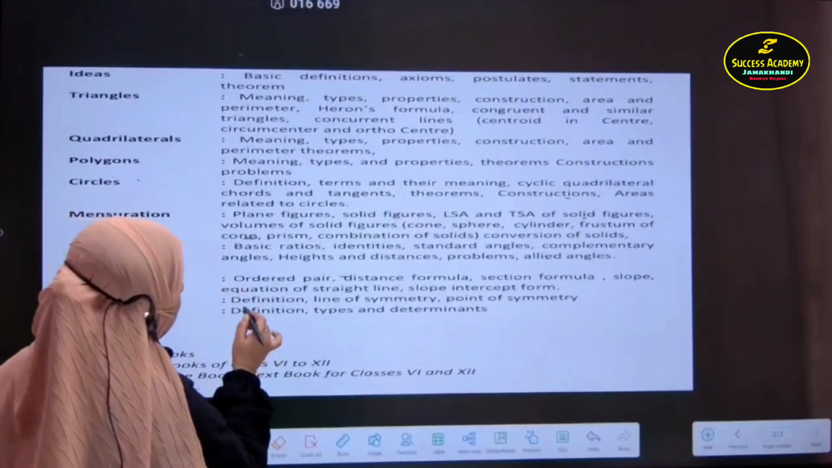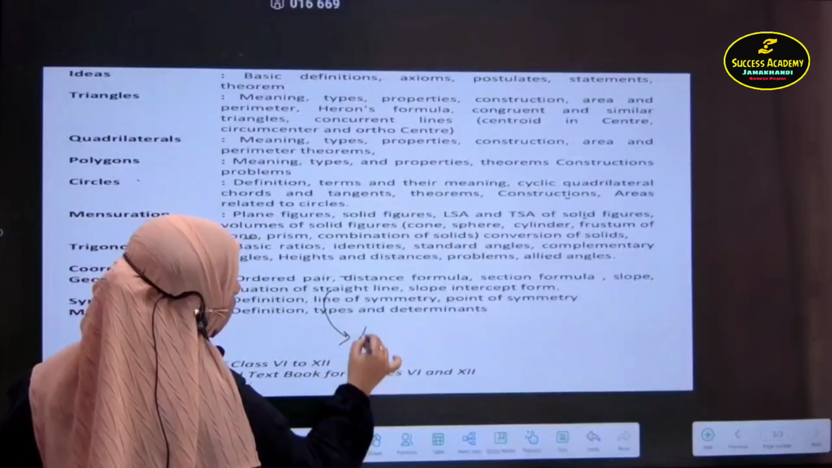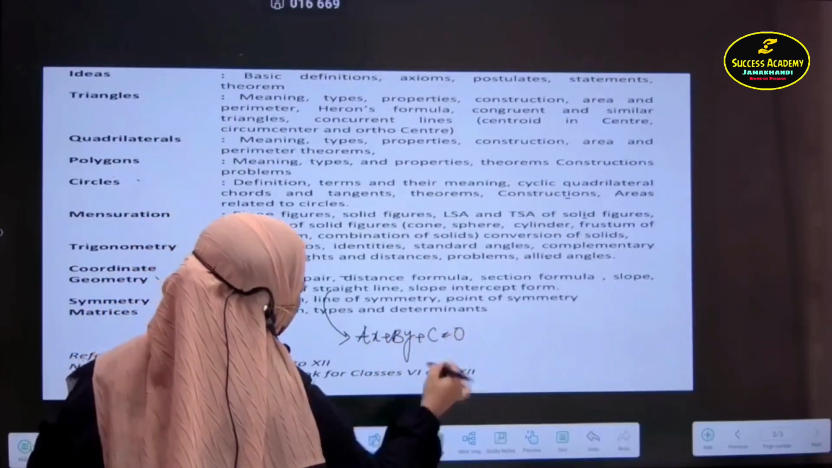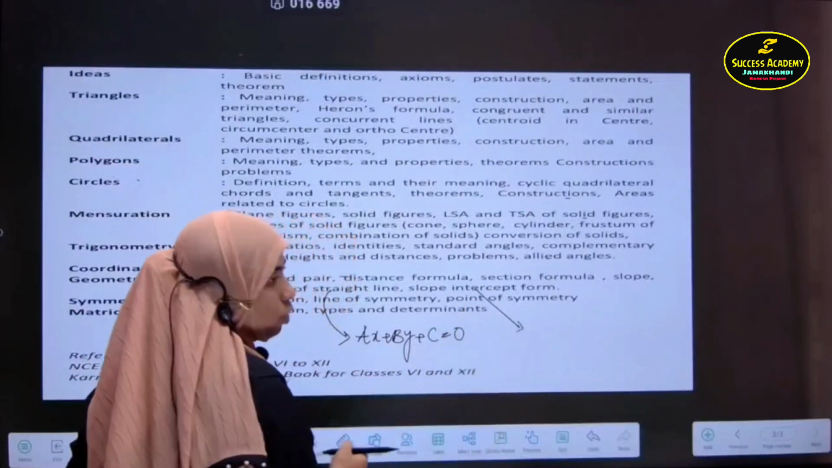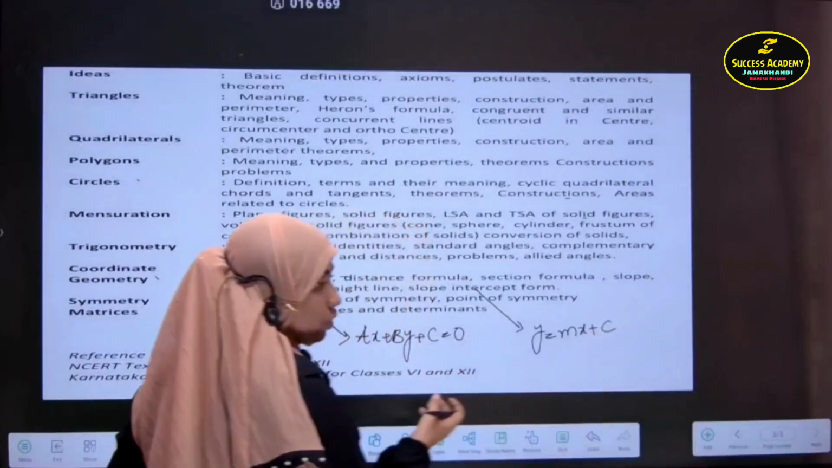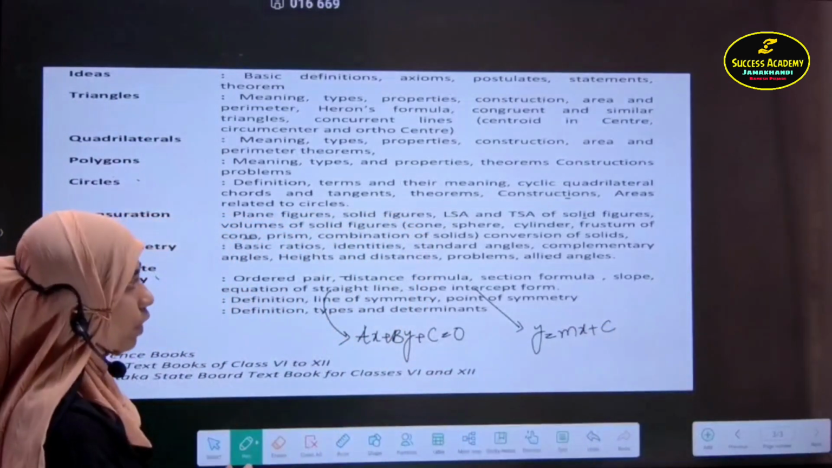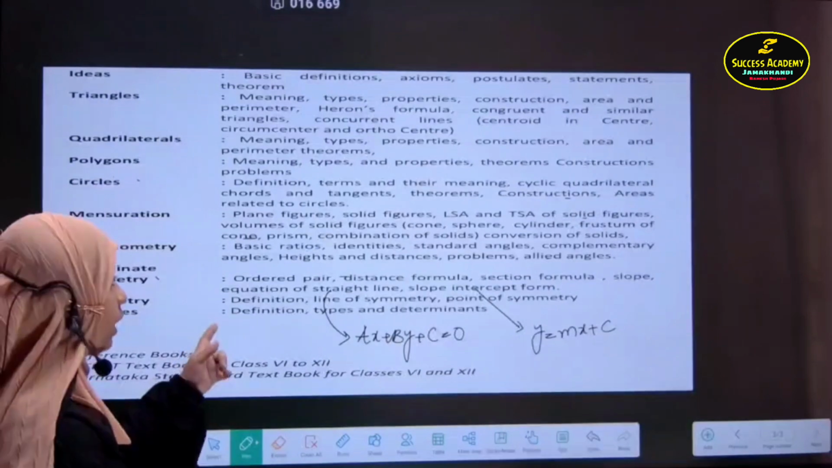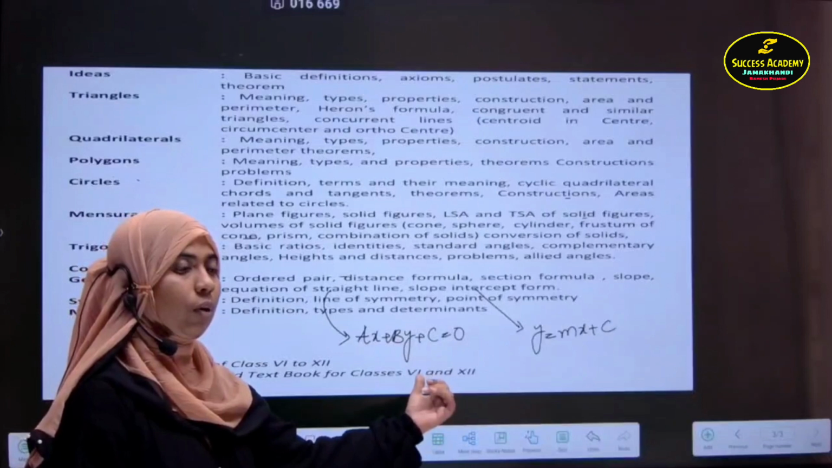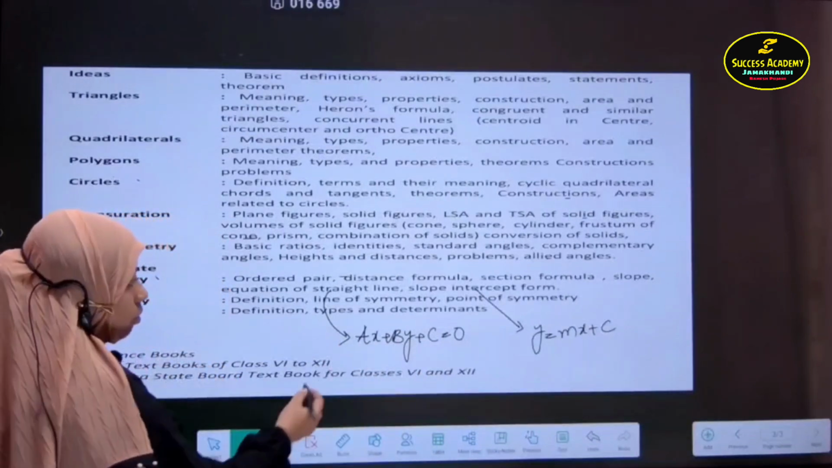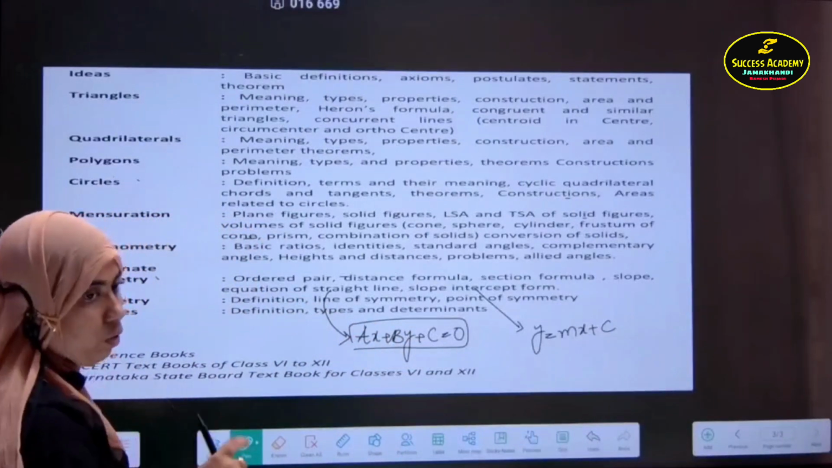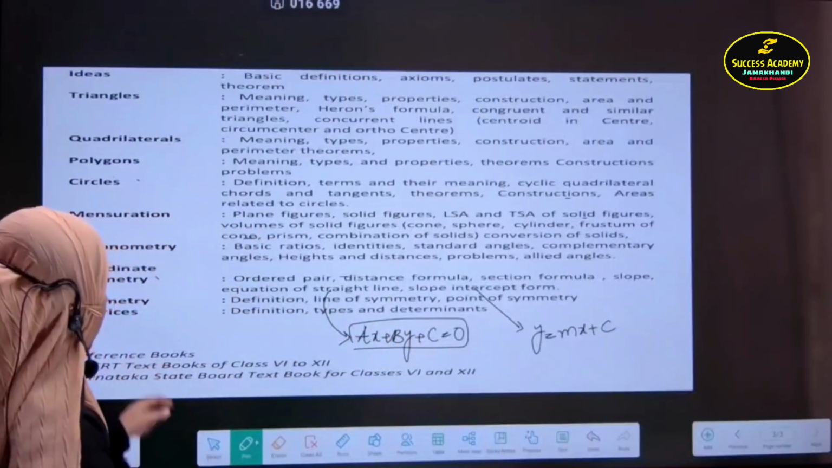In coordinate geometry, the equation of a straight line is like ax plus by plus c equals 0. What is slope intercept form? y equals mx plus c. There are actually many different forms. Still more forms are there in class 11th, in the chapter on straight lines. Not only these two forms: slope intercept form, 2-point form, and the general equation of a line. There are 4 different forms of a line. Point slope form is also there.